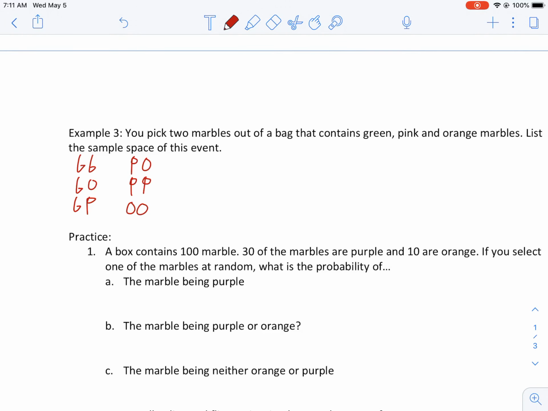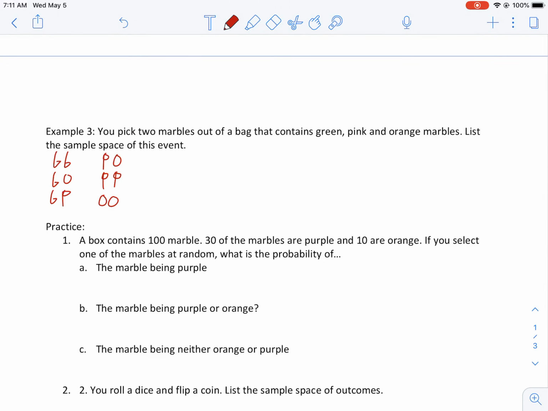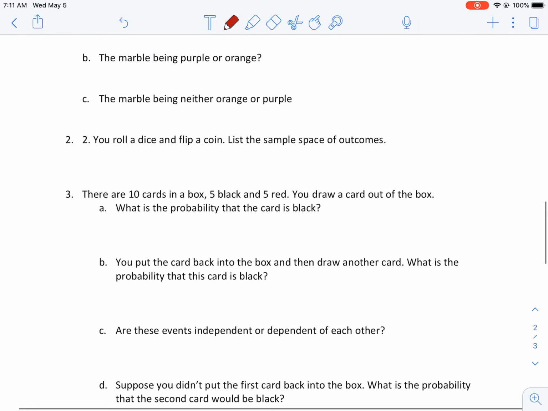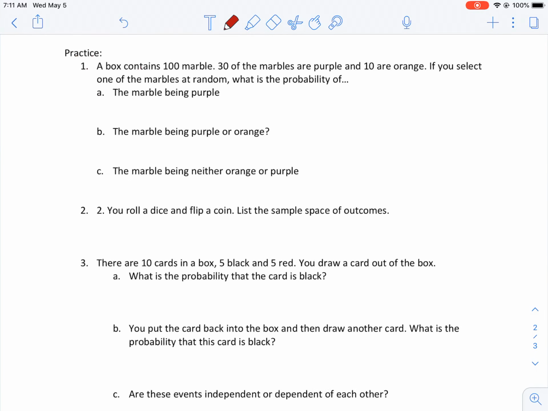So that's basically it today. We're just really going over the basics of probability and the vocabulary. There's a quick practice down here that I want you to try. If you have any questions, let me know, and have a great day.